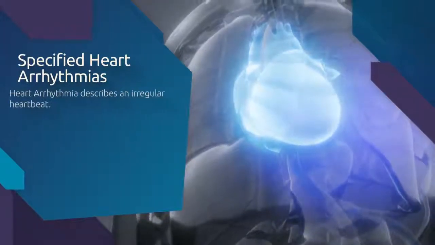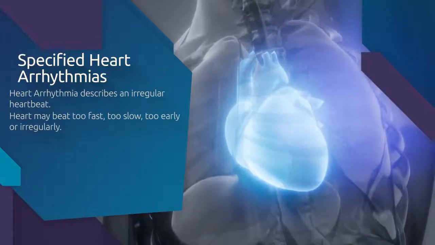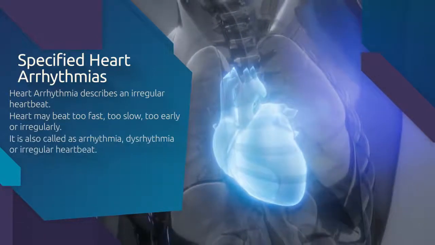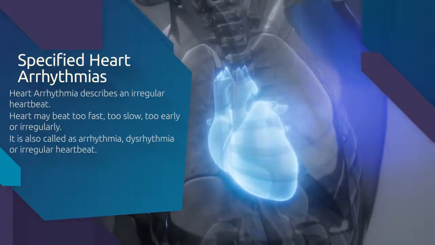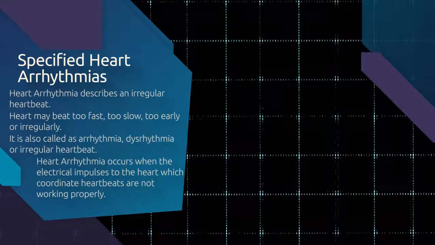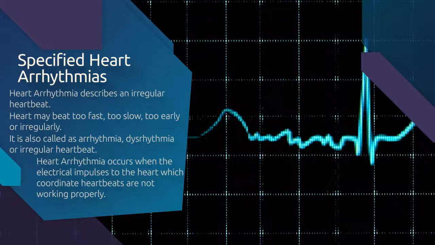Heart arrhythmia describes an irregular heartbeat. The heart may beat too fast, too slow, too early or irregularly. It is also called arrhythmia, dysrhythmia or irregular heartbeat. Heart arrhythmia occurs when the electrical impulses to the heart which coordinate heartbeats are not working properly.